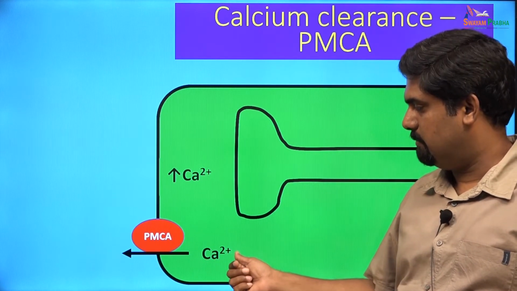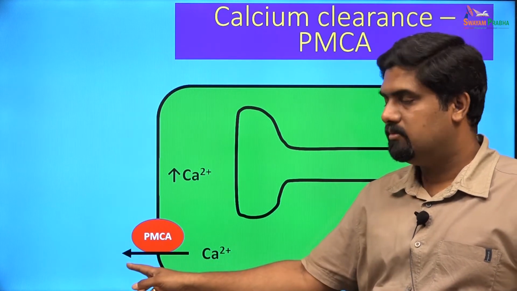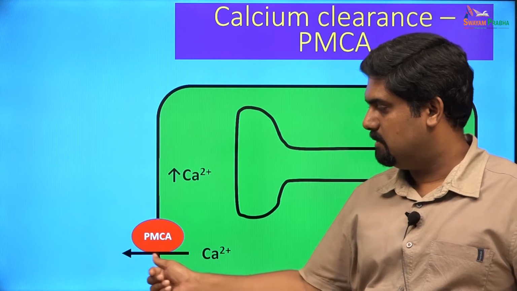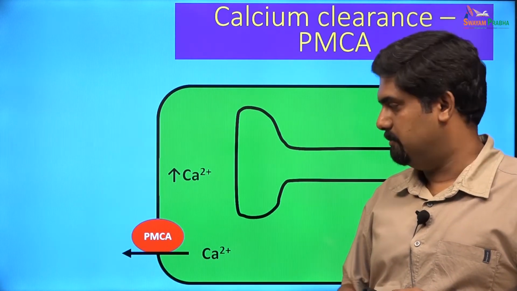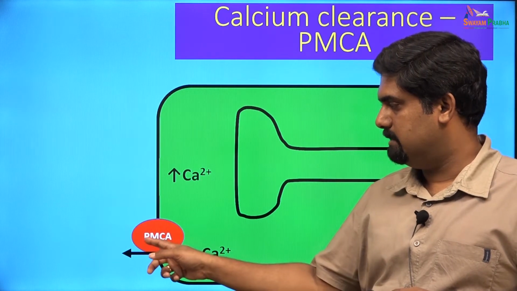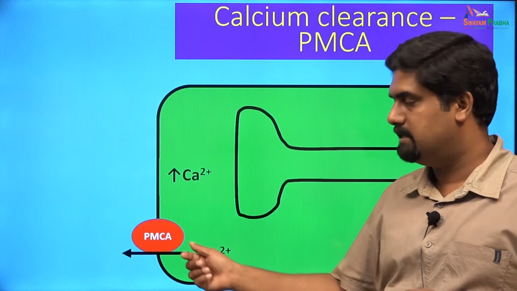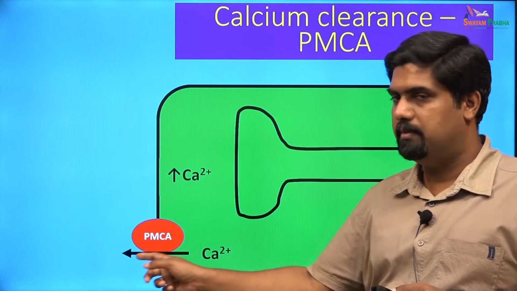It pumps calcium from inside to the outside of the cell. Again, it is pumping from an area of low concentration, which is the inside of the cell, to an area of high concentration, which is the outside of the cell. Since it is pumping against a concentration gradient, it needs to use ATP. This is plasma membrane calcium ATPase, so it has ATPase activity which hydrolyzes ATP and utilizes that energy for pumping calcium uphill.